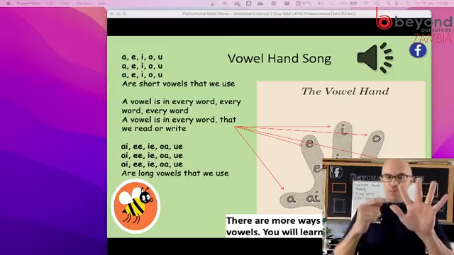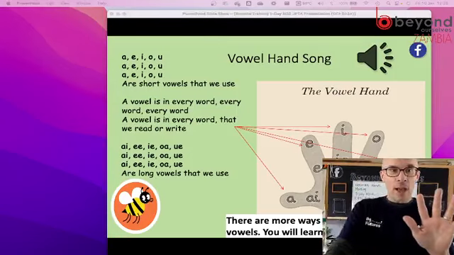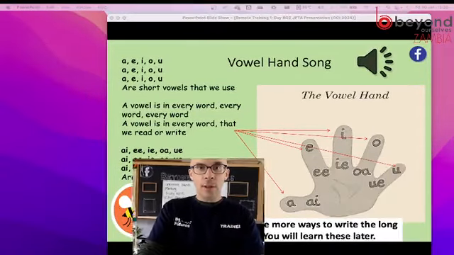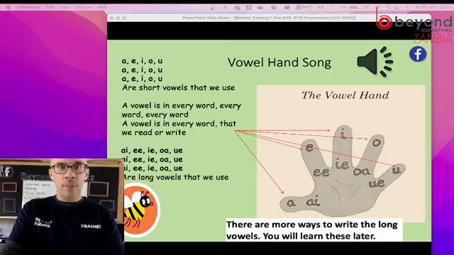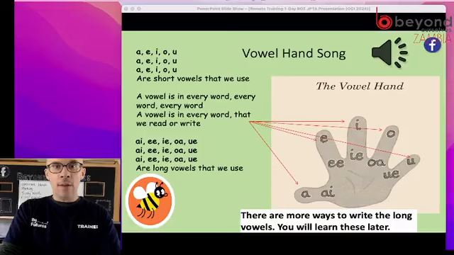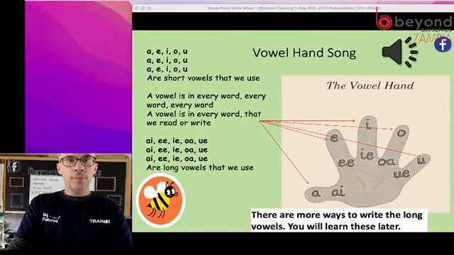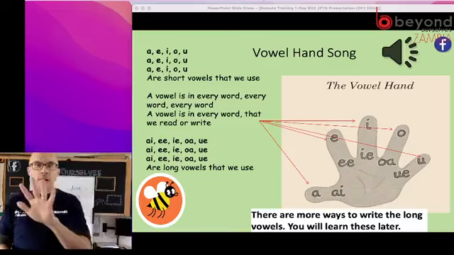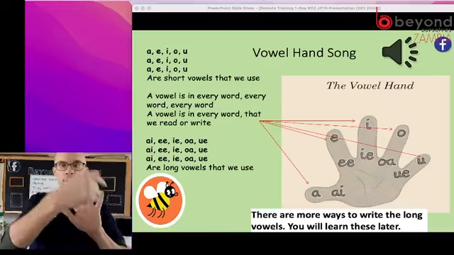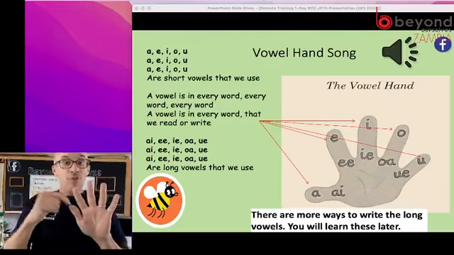So the first thing that we're doing is we're practicing those short vowel sounds, and that's where we're looking at our fingertips. We're pointing to our fingertips as we're doing this because it's just a short tap, and it should be a really short sound.